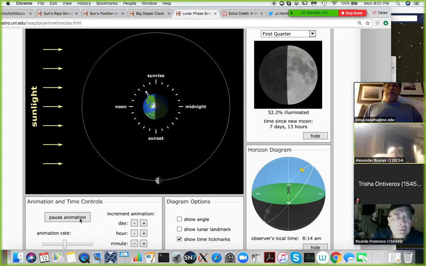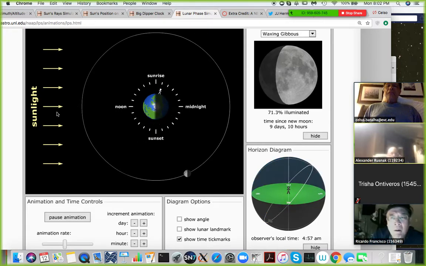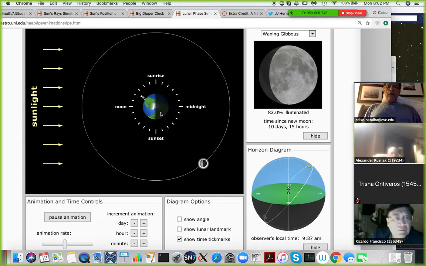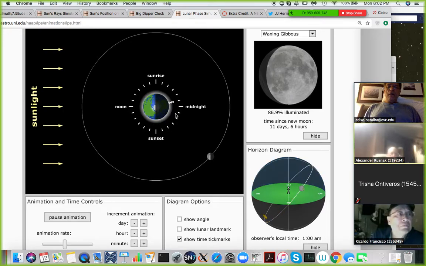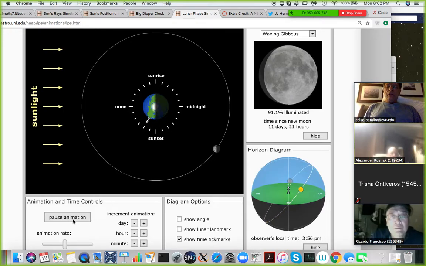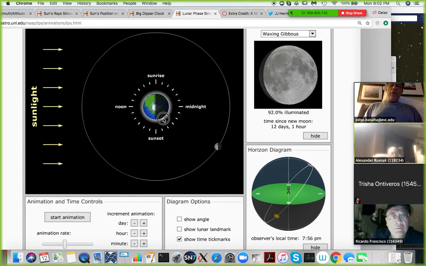So the main point is the phases are caused by this configuration of sun, moon, and Earth, and do not depend on where you are on Earth. It could be anywhere on Earth. The phase is fixed. The phase is just one because it depends on the positions of the sun, moon, and Earth in the sky.